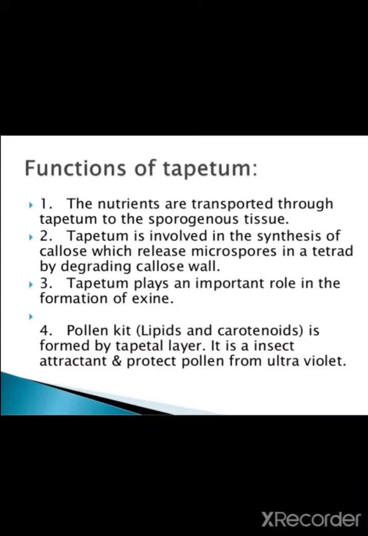Pollen kit lipids. Pollen kit is made from lipids and carotenoids. It is also formed by tapetal layer. It is an insect attractant and protects pollen from ultraviolet rays.